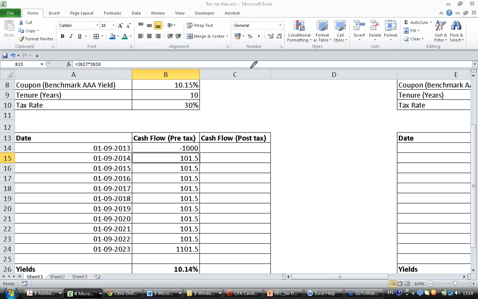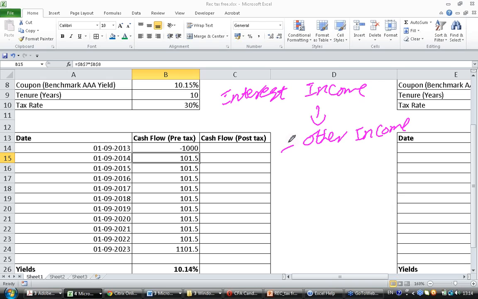According to personal income tax laws, any interest income will be treated as other income, not business income. We know that there are 5 heads in personal income tax, and amongst that, interest income will be taxed under other income, and other income will be taxed at an individual's marginal tax rate. An individual's marginal tax rate, that is whatever is his tax slab, he will be taxed on that.